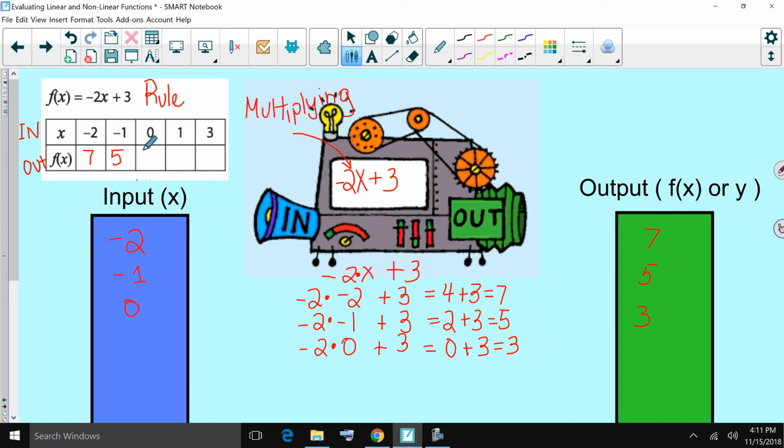Okay. I'm going to continue with the 1, and I think you now got the idea of it. I'm going to multiply -2 times my input, which in this case is 1, and then add 3. -2 times 1 is -2, plus 3 gives me +1. So when my input is 1, it happens that my output is also 1.